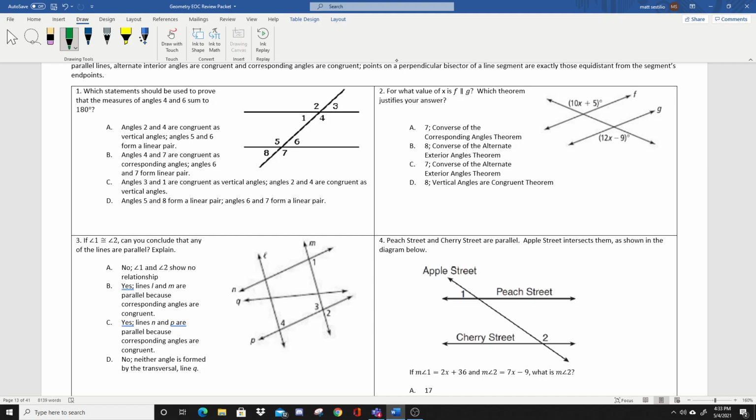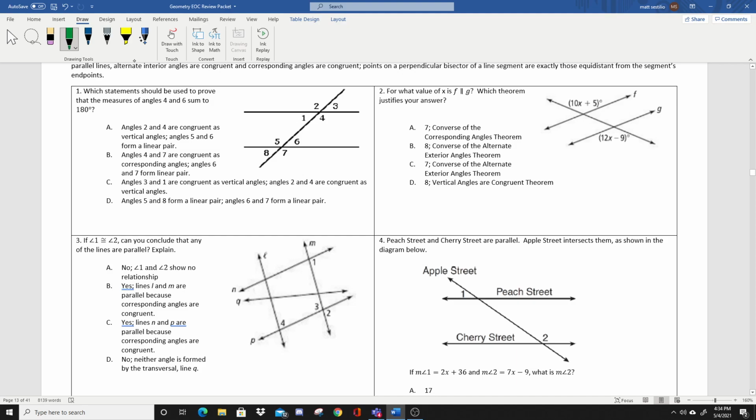So if you're trying to prove that 4 is the same as 6, hopefully it makes sense that you don't really care about angle 2 or angle 1 or angle 5 or angle 8. You don't really care about this side. There are other ways to do it, like you could care about angle 1 and say these are supplementary, but maybe it would be better to just read through it.